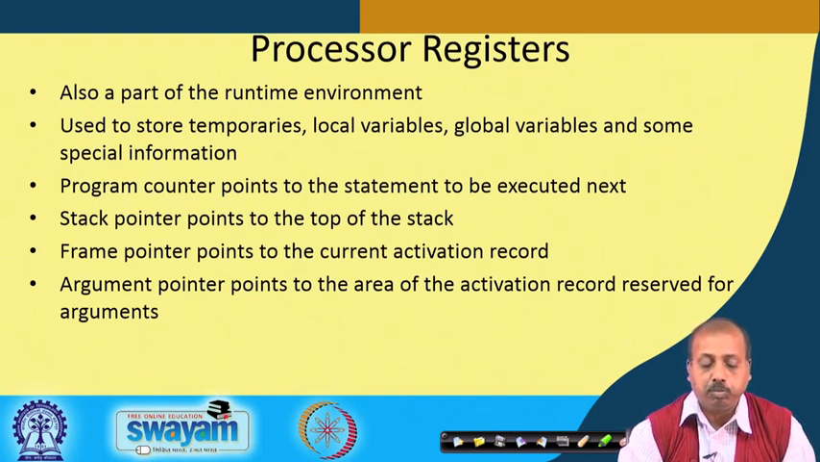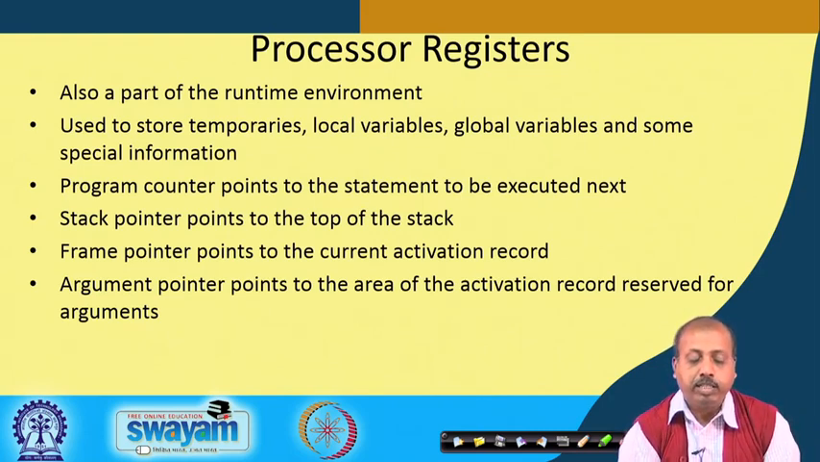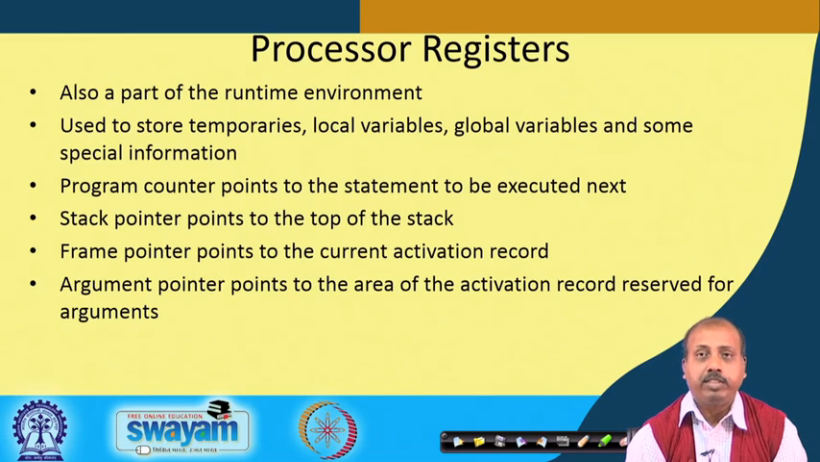So, that is also used to point to the top of the stack. So, that is also part of the runtime environment. There is a frame pointer which points to the current activation record. Some of the processors will allow this frame pointer to be available as a separate register, so you can use it for pointing to the current activation record. Some processors will not allow this. In that case you have to dedicate some general purpose register to work as the frame pointer register.